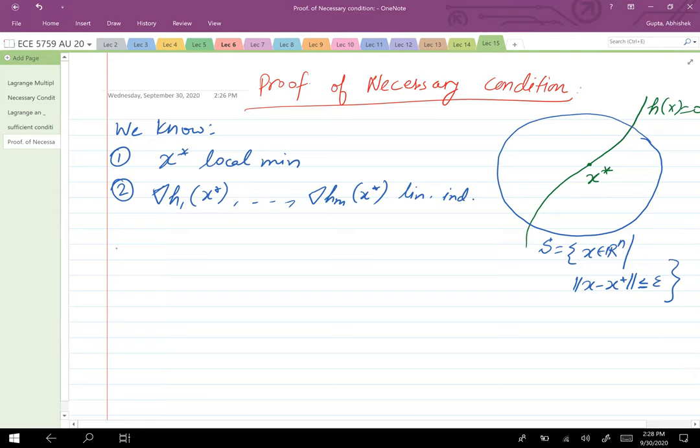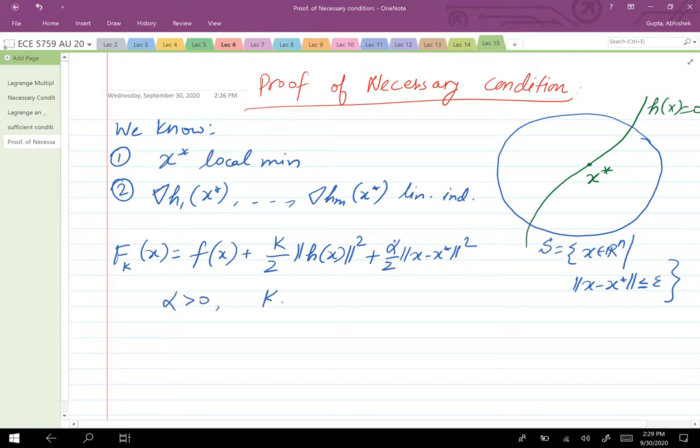Let me define a function fk of x to be equal to f of x plus k over 2 norm of h of x squared plus alpha over 2 norm of x minus x star squared. Alpha is some positive number, so alpha is greater than 0. k is in the space of natural numbers.